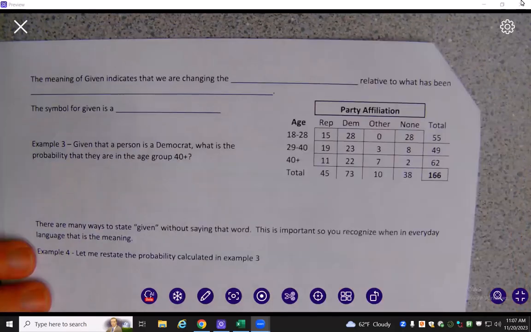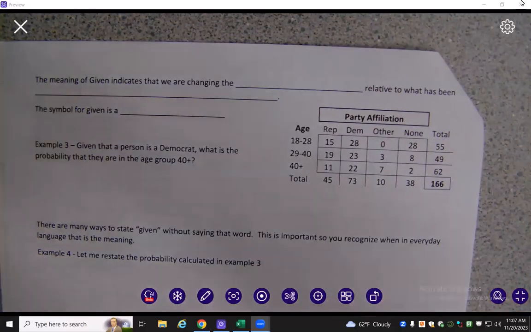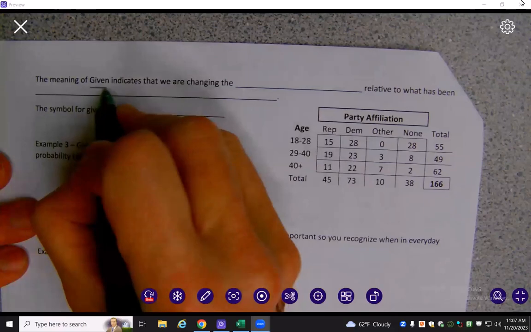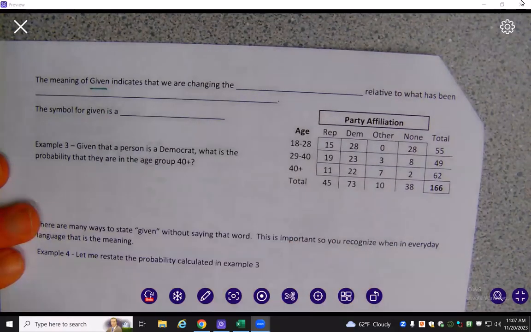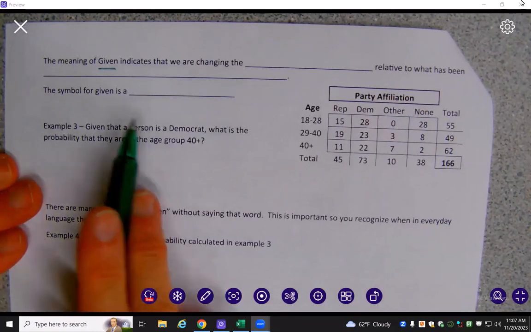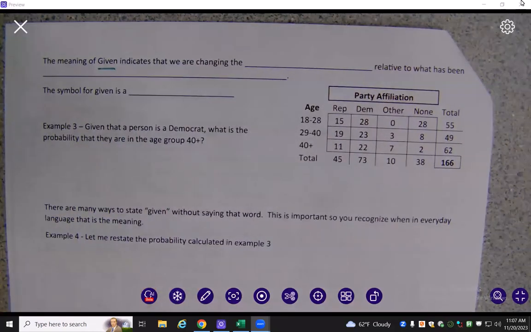All right, we got one more to go. So we got "and," we got "or," and now I'm going to go with the meaning of "given." This one's a little tricky, but it is one of the more important ones. The given is what your doctor focuses on. Your doctor is always worried about the given.